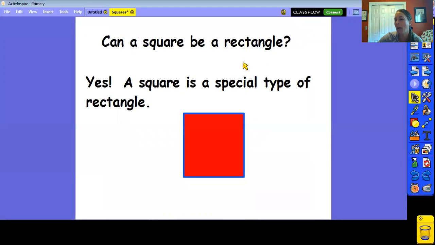Now, can a square be a rectangle? Yes, a square is a special type of rectangle because remember, a rectangle just has to have 4 sides and 4 vertices. The sides don't have to be the same, but they can be. And if they are the same, then they are a square. And a square is a special type of rectangle.